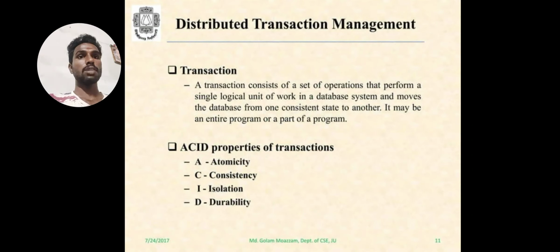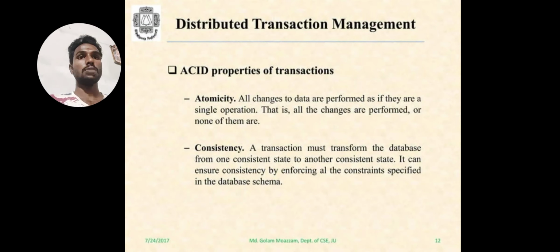ACID properties of a transaction. A means atomicity, C means consistency, I means isolation, D means durability. Atomicity: all changes to the data are performed as if they are a single operation; that is, all of the changes are performed or none of them are.